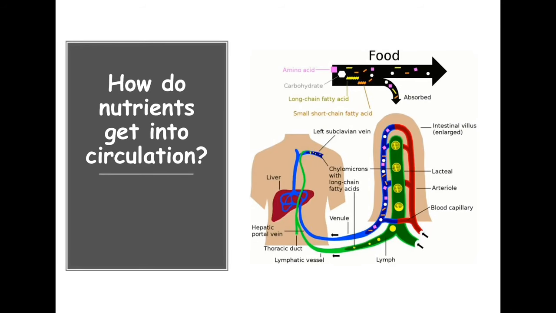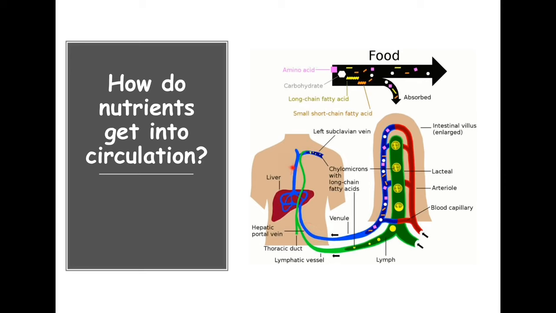So if we take a look here, this is what actually happens. Here we have our villi that I was talking about before. The food that we ate comes in, and we have our products that have been broken down into amino acids, carbohydrates, or fatty acids. They have to get absorbed. So through the villus, with the little microvilli on the surface, the nutrients will be brought in, and then they can go into circulation.